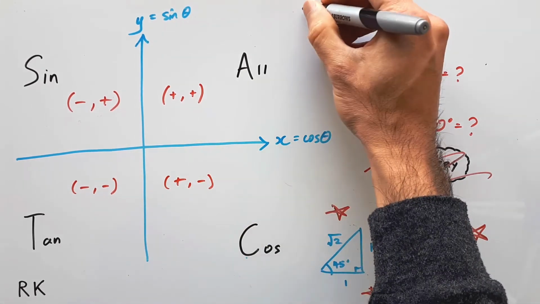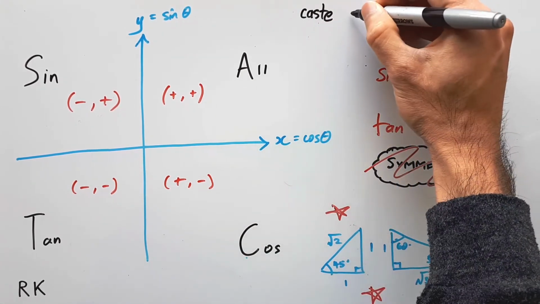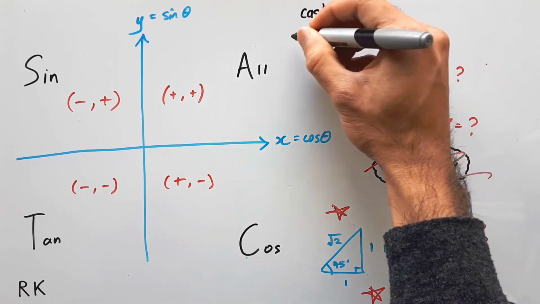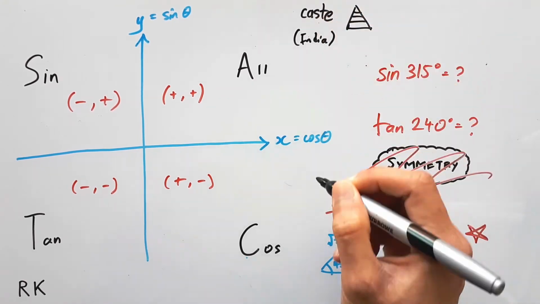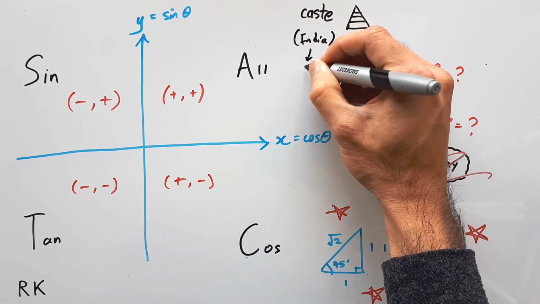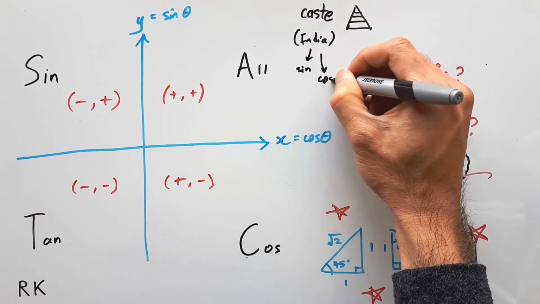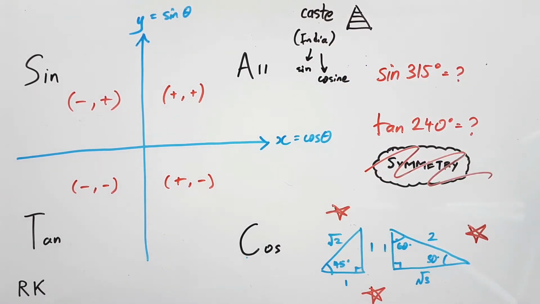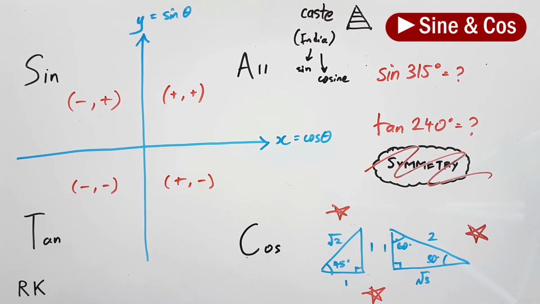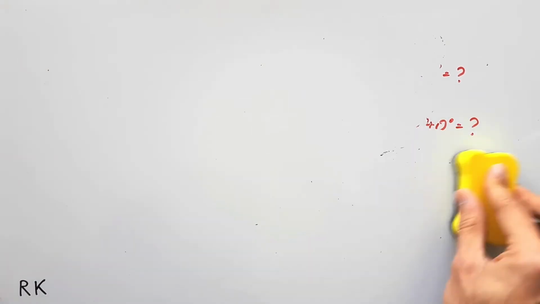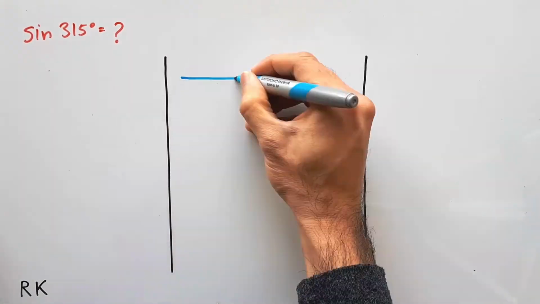I like calling it the CAST system because it reminds me of the caste system, which is a social hierarchy system in India, the place where the ideas of sine and cosine originated from. Just a fun fact. If you're curious about its origins, I've linked a video in the description that talks about this in more detail.